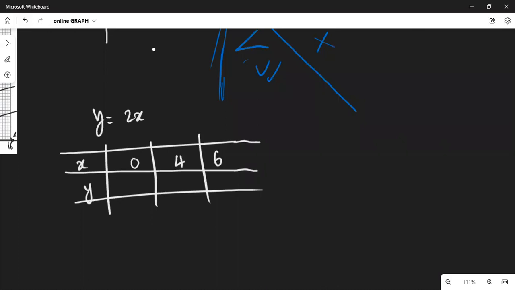So what does this part mean? If x is equal to 0 here, I'm going to substitute x, which is equal to 0, in place of x here. So it means y is equal to 0. When x is 4, I'm going to substitute 4 here. That's 2 times 4, which is 8. When x is 6, I'm going to substitute 6. That's 2 times 6, which is 12 in this case. So these are the points that I need to draw the graph now.